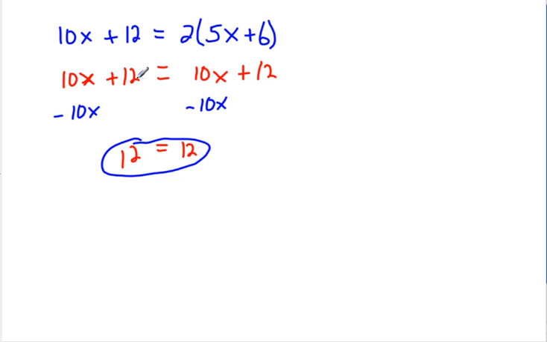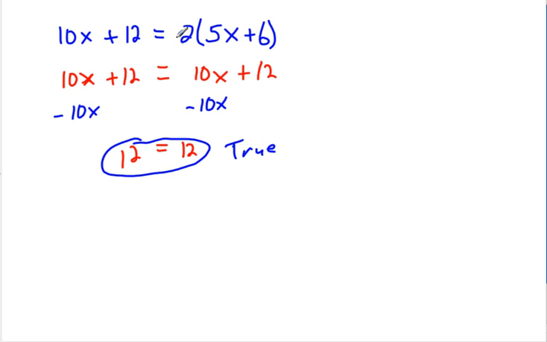Whenever the variable disappears through our manipulation, a couple things can happen. In this case, we get just a number, 12, equaling another number on the other side. And these are equal. This is a true statement. 12 does equal 12. So what does that mean for our variable? How have we solved this?